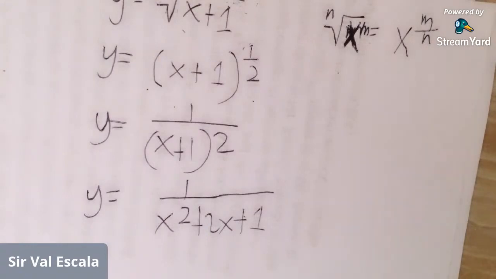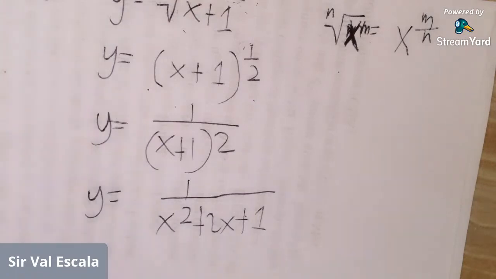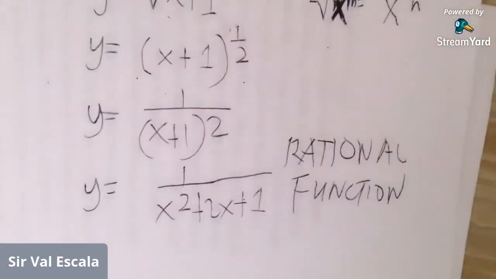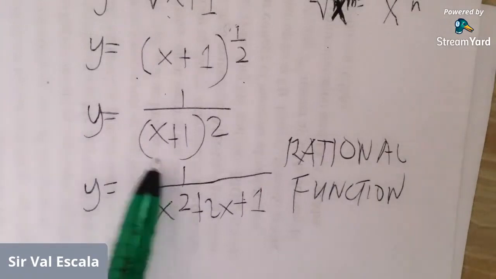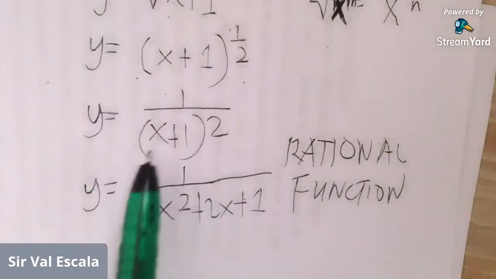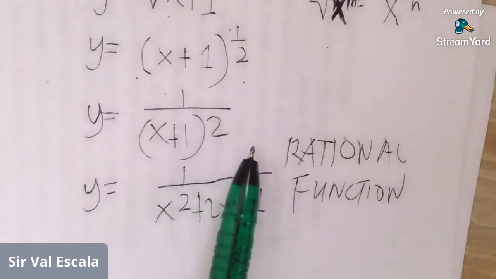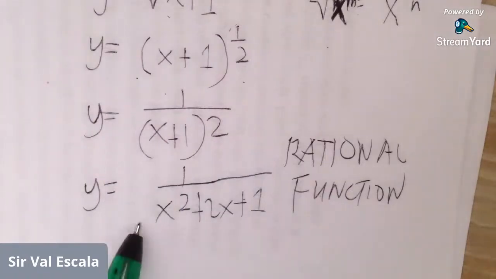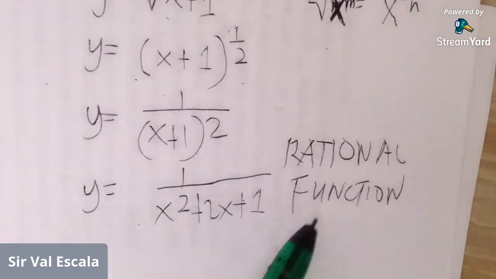Okay, nakuha natin yung sagot na y equals 1 over x squared plus 2x plus 1. So, ito ay rational function. Hindi ko na pinakita yung x plus 1 squared kasi alam nyo na kung paano yan, kasi pinag-aralan na yan nung grade school o high school kayo. Ang x plus 1 squared ay magiging x plus 1 times x plus 1. Pag pinag-times natin, ito ang sagot. Tawag dyan ay rational function.